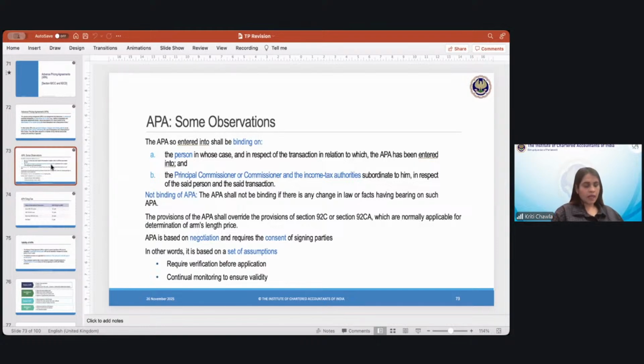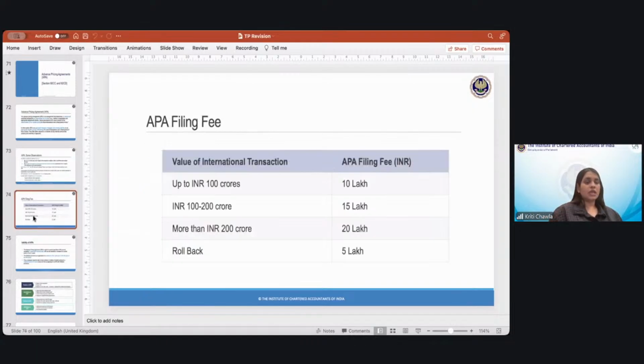Now, the APA is based on a lot of negotiation, because the taxpayers and the tax authorities will sit together and negotiate, and it will require the consent of these parties actually who are signing, and there will be a lot of set of assumptions out there for APA.